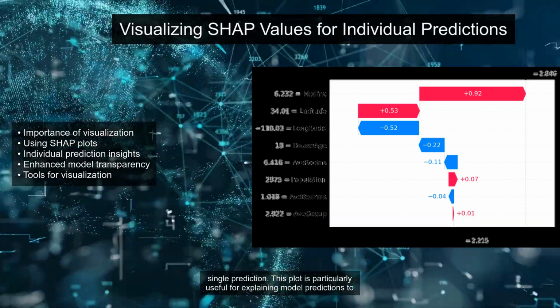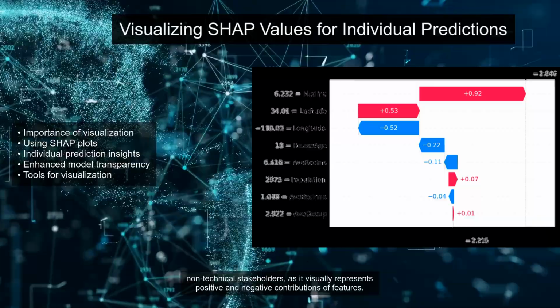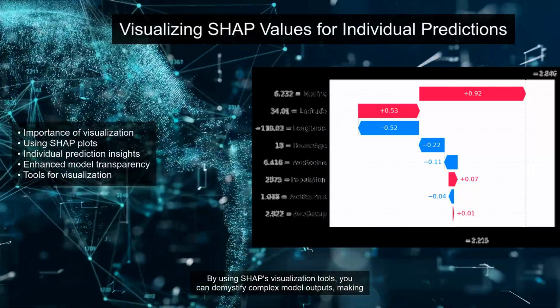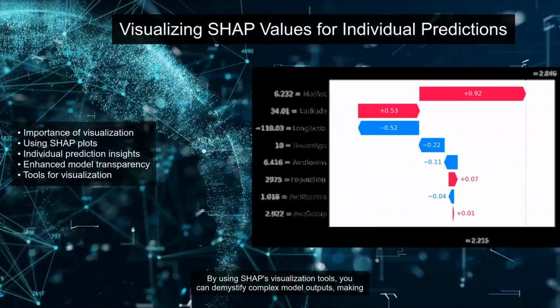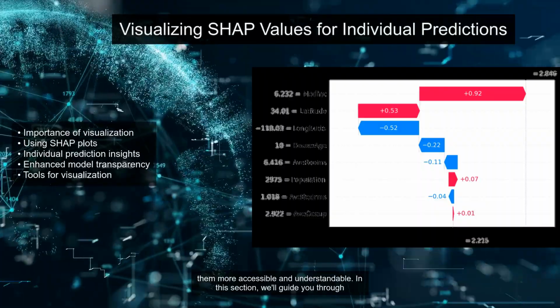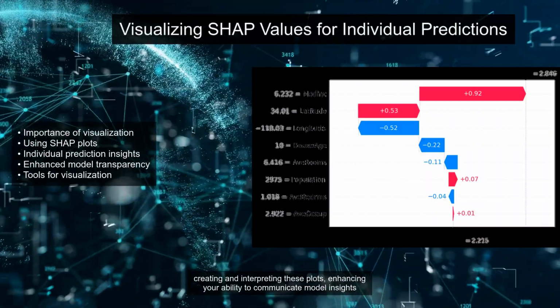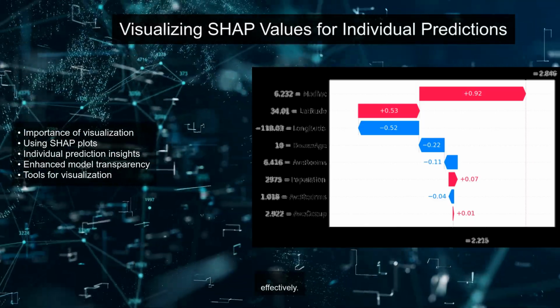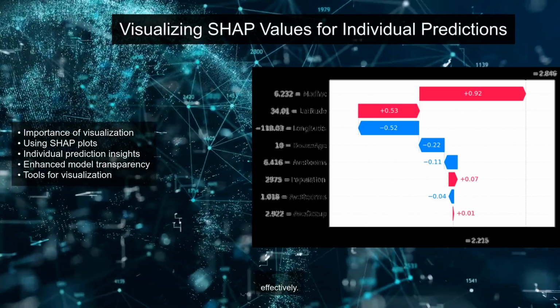This plot is particularly useful for explaining model predictions to non-technical stakeholders, as it visually represents positive and negative contributions of features. By using SHAP's visualization tools, you can demystify complex model outputs, making them more accessible and understandable. In this section, we'll guide you through creating and interpreting these plots, enhancing your ability to communicate model insights effectively.